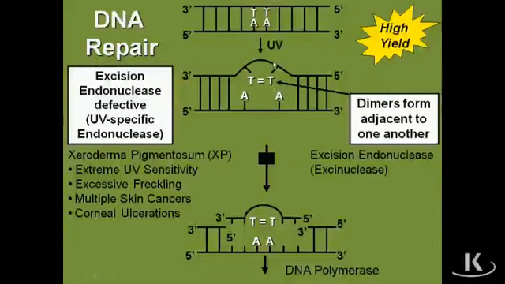The next time this cell becomes replicated, the resultant DNA is either going to be mutated or it's going to be truncated in some way. This is a major lesion on the DNA sequence.